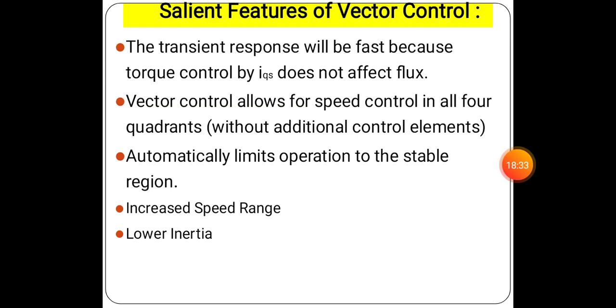The next advantage is that it automatically limits operations to the stable regions, and it has an increased speed range. That means we are getting a wide range of speeds. And last, it has low inertia. So these are some salient features of the vector control method, which we are using in various industrial applications.